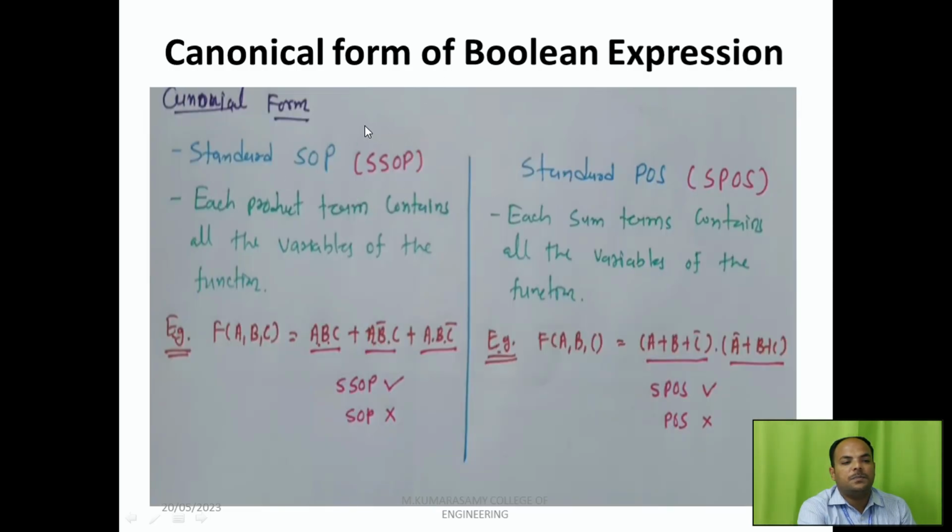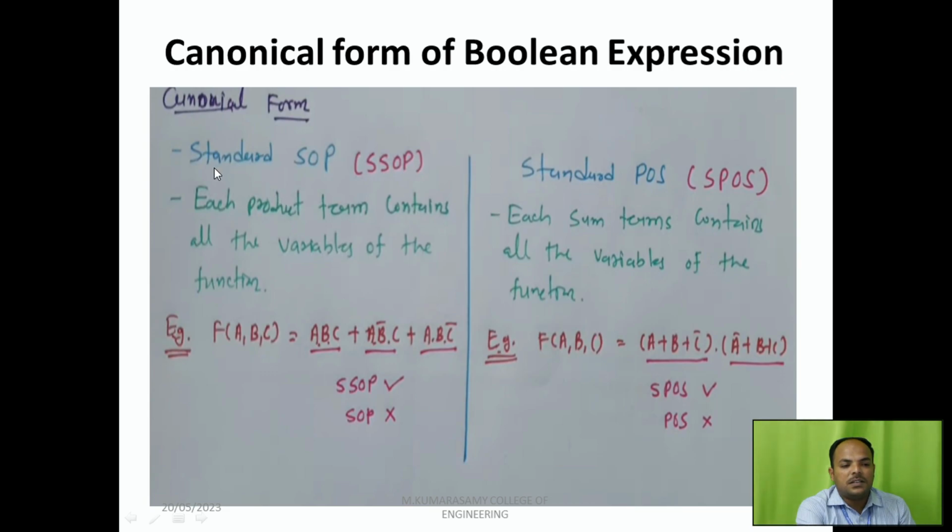So you can see the difference between canonical form of SOP and canonical form of POS. The canonical form is also named standard form. So the standard form of SOP is denoted as SSOP, and the standard form of POS is denoted as SPOS. This is the standard or canonical form of SOP, and this is the standard or canonical form of POS. The condition, as we said, is that each product term contains all the variables of the function, and here all the sum terms contain all the variables, that is, all the literals of the function.